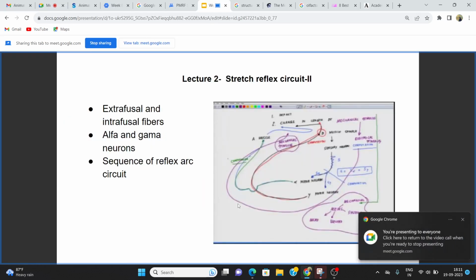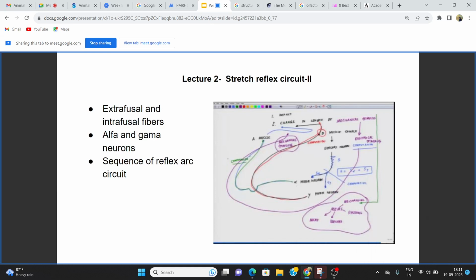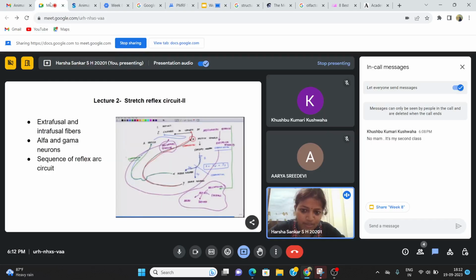Then lecture 2 was again the continuation of the stretch reflex circuit. Then we got to know about two important fibers that are present inside the muscle. What are those fibers? I guess we had a general introduction about these in the second lecture also, where we started with the skeletal system, then muscle. There we got to know what these fibers are. These are extrafusal fibers and intrafusal fibers. Can anyone tell me which is the most abundant among these two? Extrafusal.